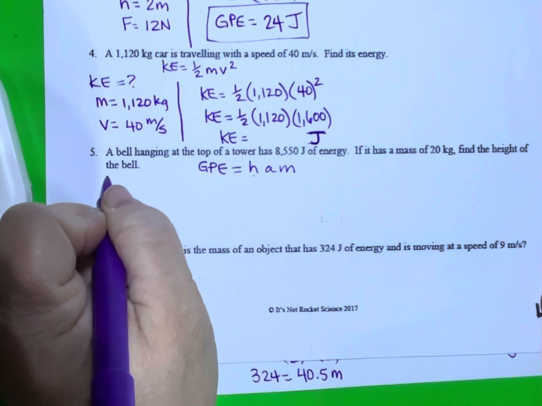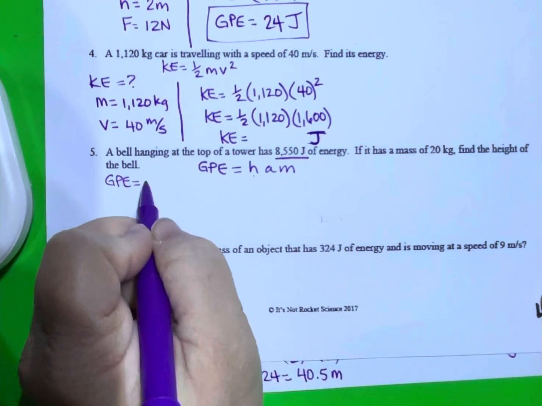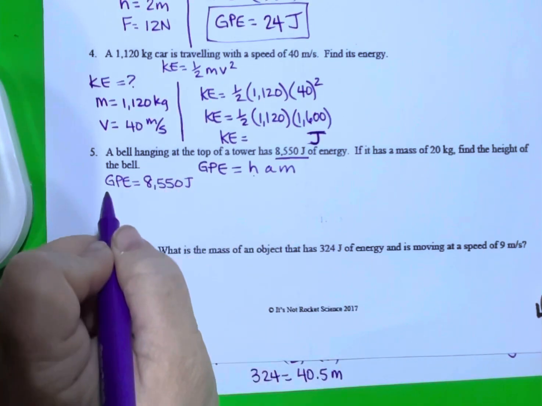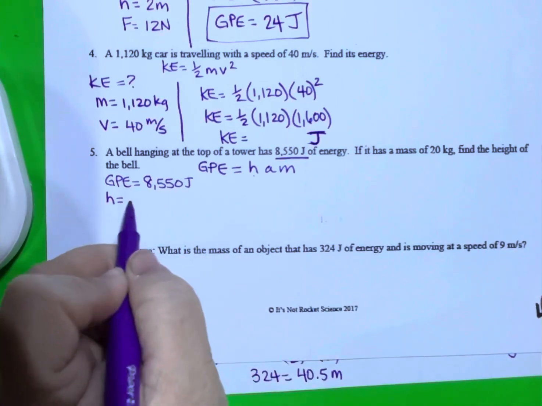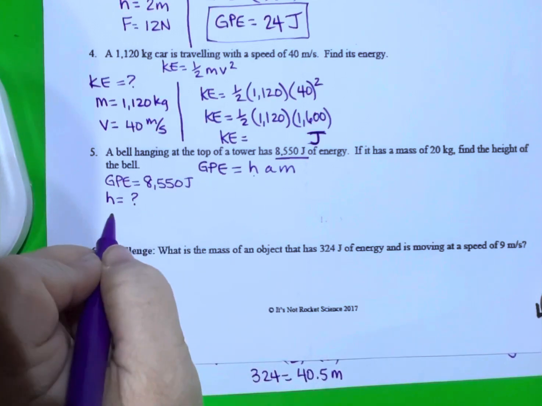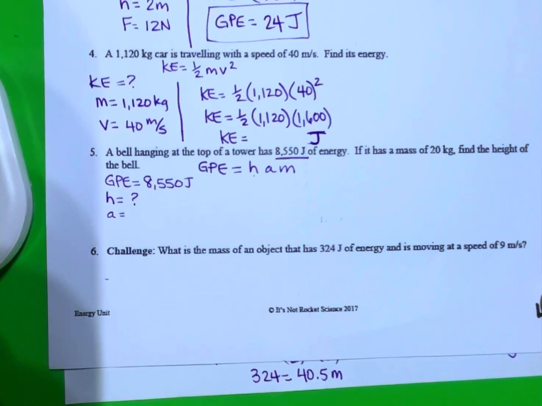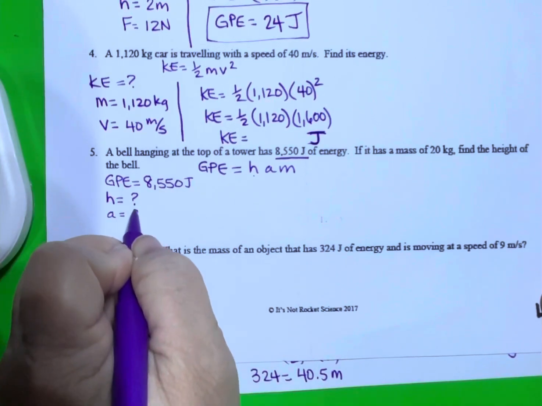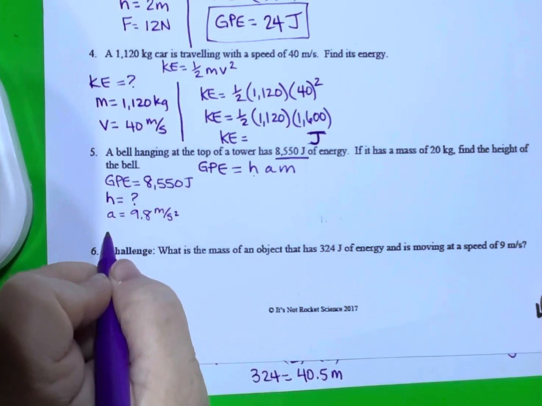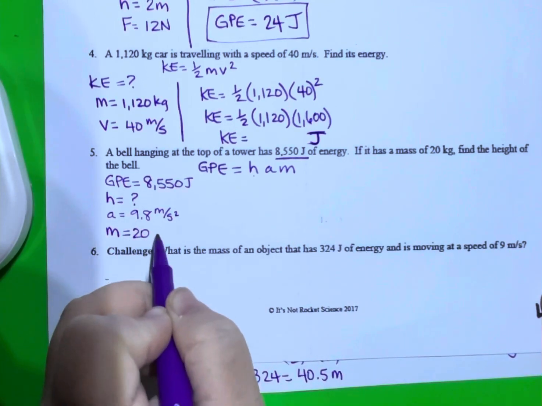So let's list what we know. Gravitational potential energy, they tell us that is 8,550 joules. Height, we don't know that. They're asking you what that is, so we're going to have to solve for the height. A, or the acceleration due to gravity, remember that's always the same. It's a constant. It's always the same, which is 9.8 meters per second squared. And then M is your mass, and they tell you the mass is 20 kilograms for this problem.